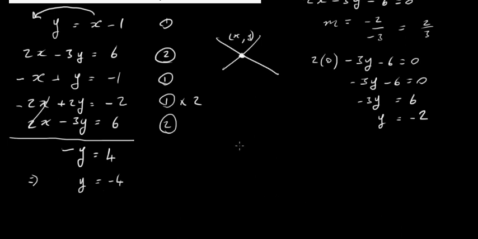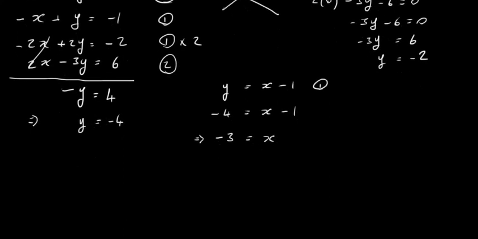Pick one of the equations and work out what x is. I'm going to pick equation 1 here. Equation 1 was y is equal to x minus 1. Put in y is equal to minus 4, and we get minus 4 equals x minus 1 here. So that will give me, bring this minus 1 over to this side, or add 1 to both sides, so I get minus 3 is equal to x. Okay, so that's it. I have the x, I have the y.